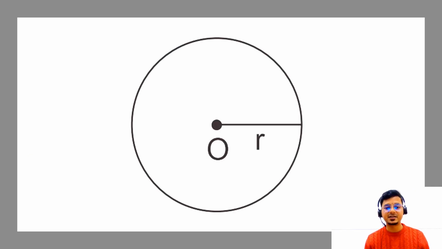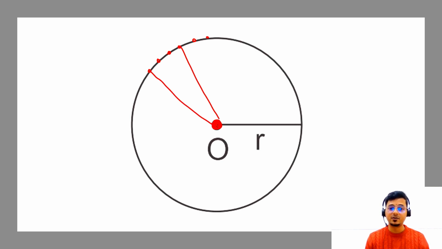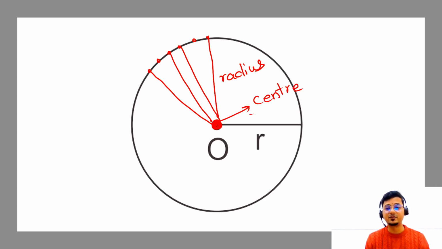Okay, let's understand the basic definition of a circle. A circle is a collection of infinite points on a two-dimensional plane, which are at a fixed distance from a fixed point. So this is the fixed point, and the distance of all these points from this fixed point is the same. This distance is called the radius of the circle, and this fixed point is called the center of the circle. I hope this is clear to everyone. It is very simple. So a circle is a collection of points which are at a constant distance from a fixed point. The fixed point is called the center, and the fixed distance is called the radius of the circle.